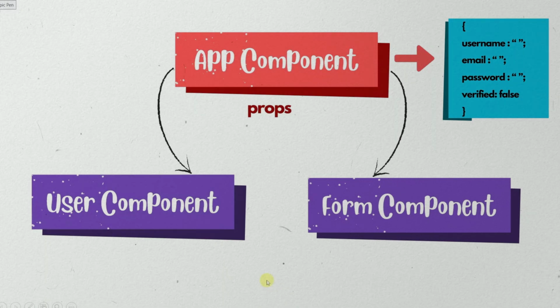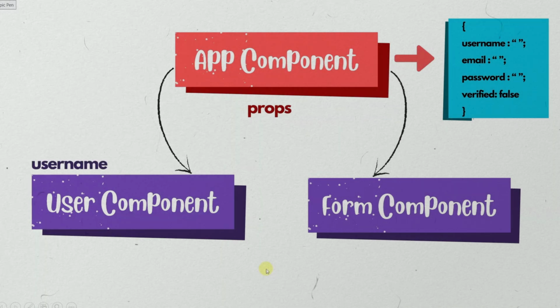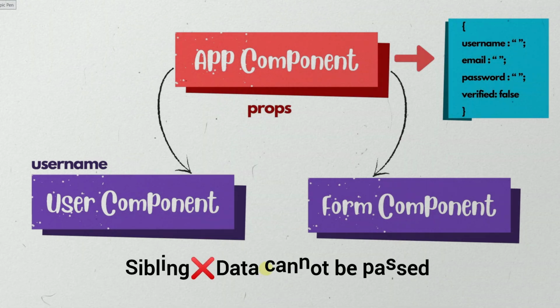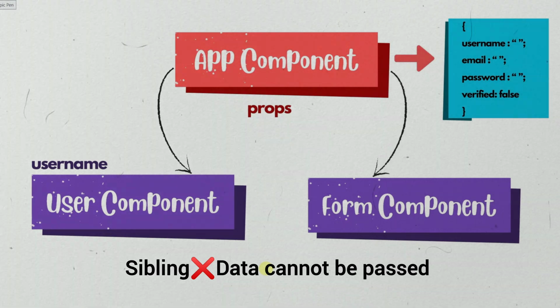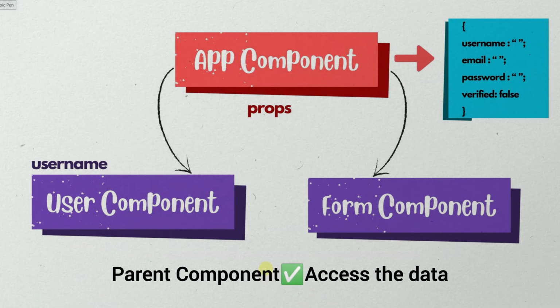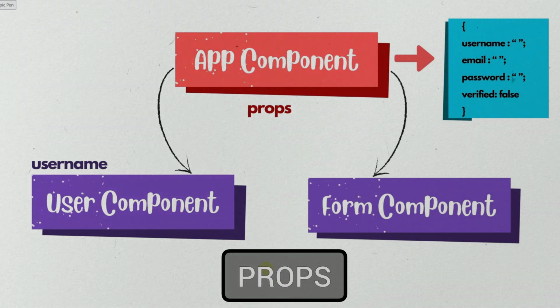Once I have the data, the user component can easily display the username in the UI. So here comes the concept of lifting the state up. Why? Because from a sibling component, we cannot pass any data. But if we have the entire state inside the parent component, we can easily access that data using props.